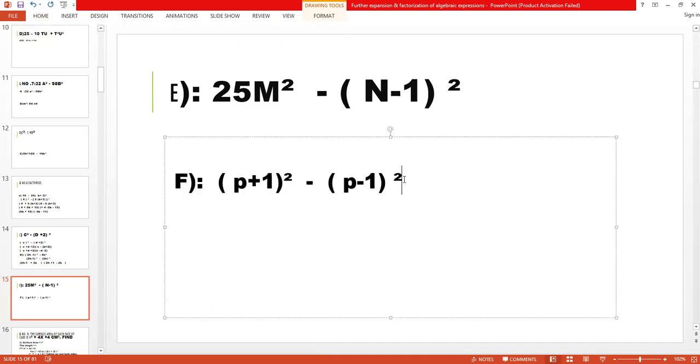This question is very much important, as it is actually from the F6 paper. This question came in your annual exam paper: (P plus 1) whole square minus (P minus 1) whole square. So from the exam point of view, this question is very much important. So look here, very easy.